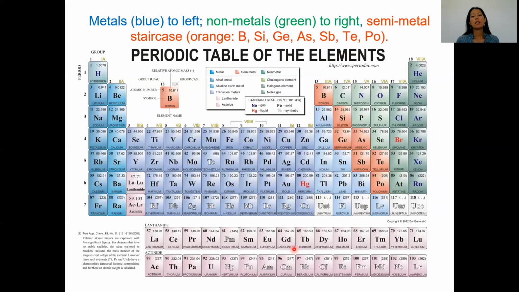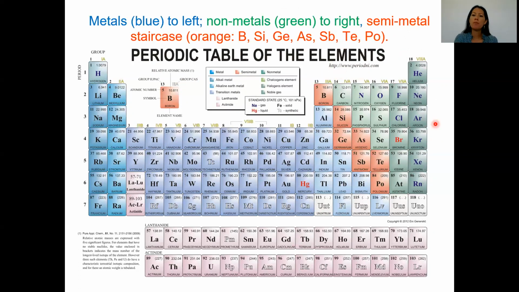This is a periodic table that's highlighting the metals, non-metals, and something in between, semi-metals. So here in this reddish color is a staircase of what's in between metal and non-metal, the semi-metals. For those of you who are colorblind, I wrote them out here. But basically, anything to the left of the staircase is a metal. Anything to the right of the staircase is a non-metal.